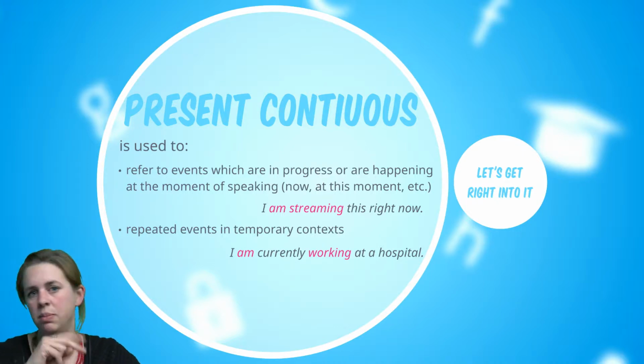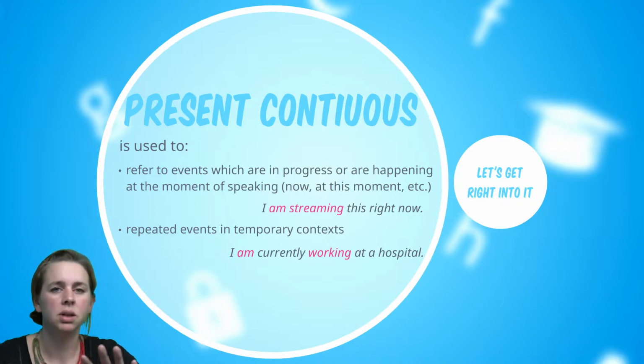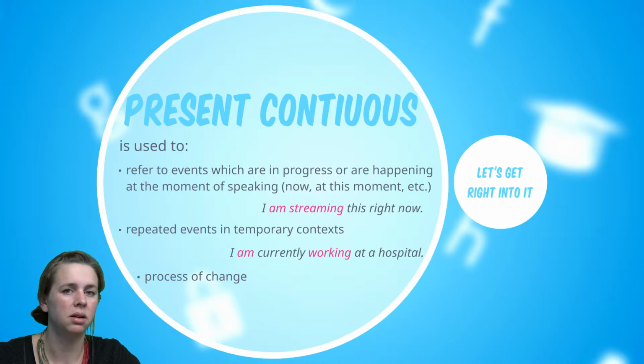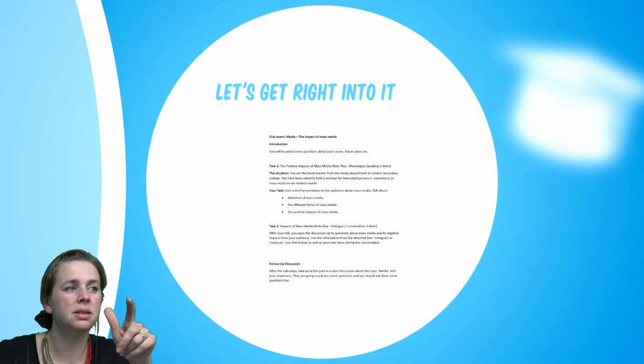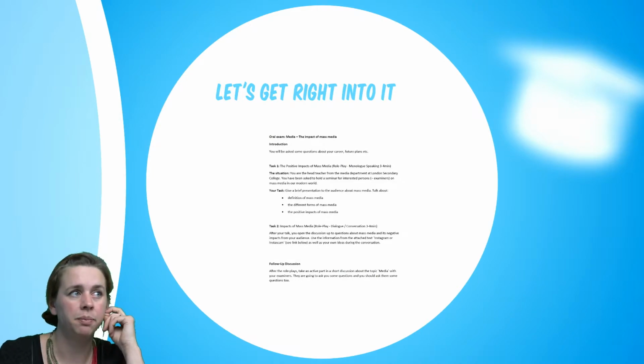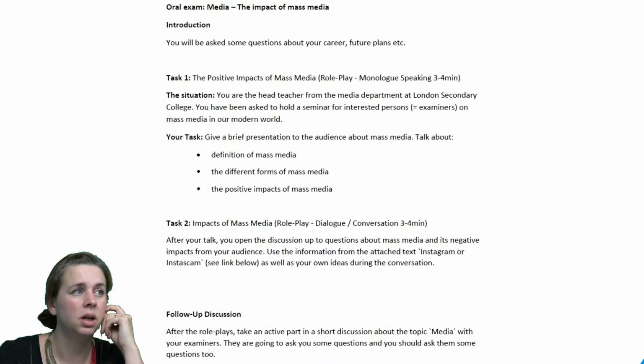So these two are a bit different, but I'll show you an example. It's not very complicated. And then the process of change. For instance, the internet used to be very slow, but it's improving. Okay? So where does this come in the exam? I will show you.